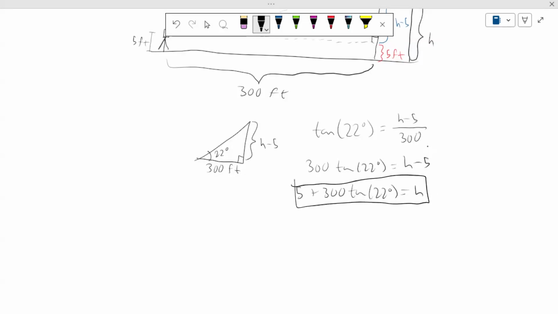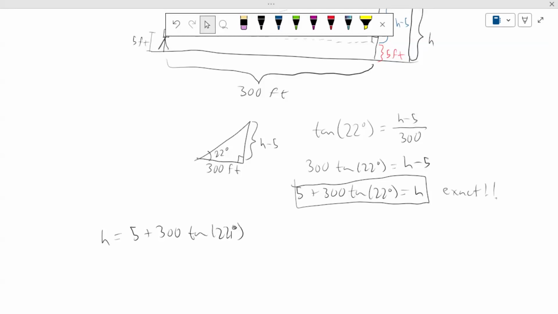Now this is an exact answer, which I have no doubt that your MyLab math problems will ask you to put in first. That's what you would put in: 5 plus 300 tangent of 22 degrees. Why would you put that in as your exact answer? Well, it's because 22 degrees isn't a nice angle that we know how to evaluate tangent for, so we can't really simplify that at all. So that would be your exact answer. But now we need an approximation. Let's see how we might get an approximation for this.